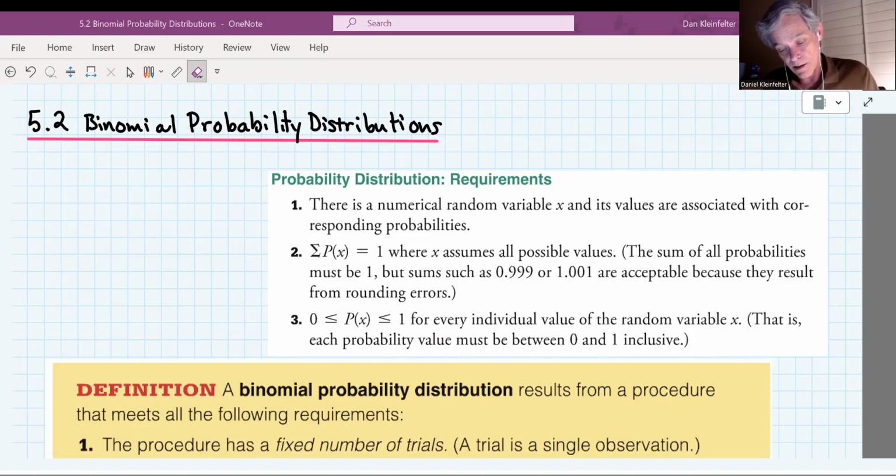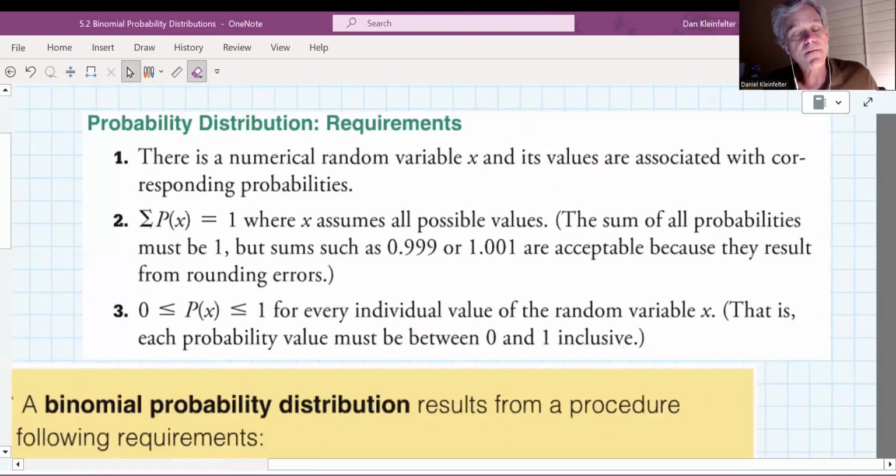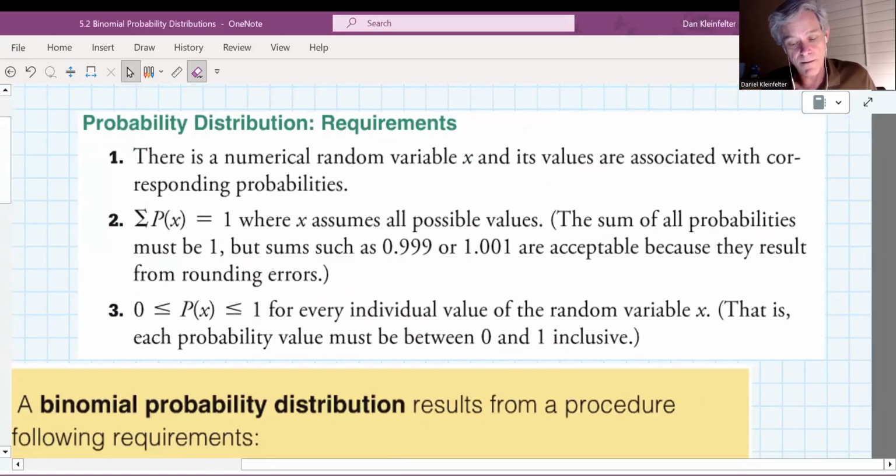Taking a look, first of all, as a reminder, for any probability distribution, there are three requirements. Number one, there's a numerical random variable x, and the values are associated. There are corresponding probabilities associated with each of those numerical outcomes. Item two, the sum of the probabilities has to be 1.